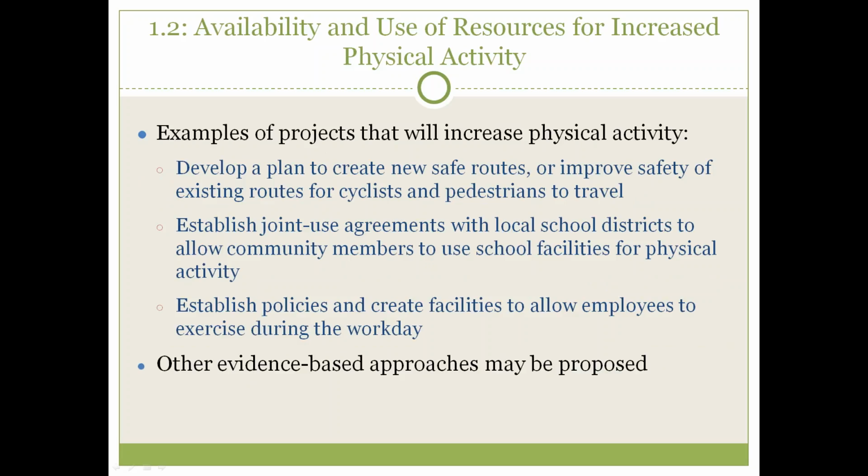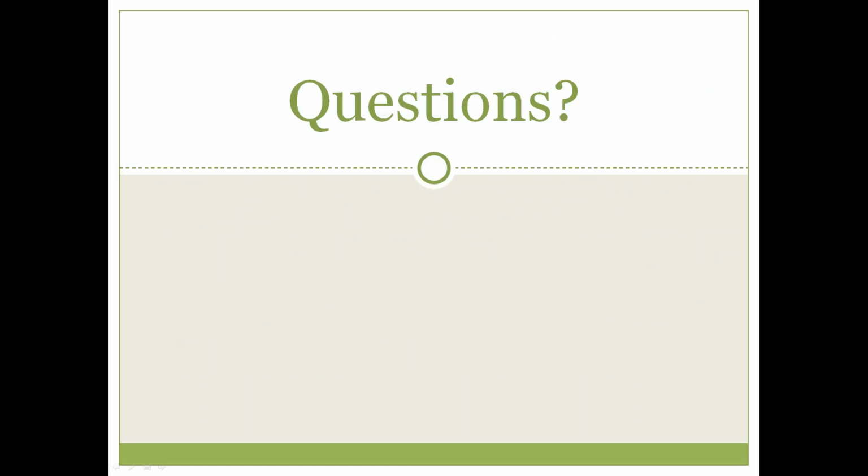Examples of projects that will increase physical activity include developing a plan to create safe new routes to school or improve safety of existing routes for cyclists and pedestrians to travel, establishing joint use agreements with local school districts to allow community members to use school facilities for physical activity, establishing policies and creating facilities to allow employees to exercise during the workday. And once again, your projects are not limited to our examples here. These are ones we've either seen in the past or that we have come up with ourselves, so other evidence-based approaches may be proposed.